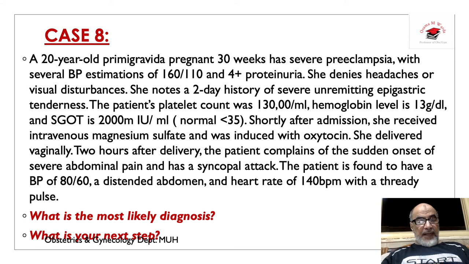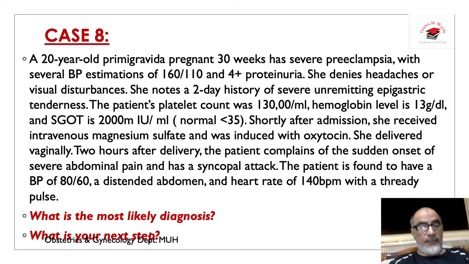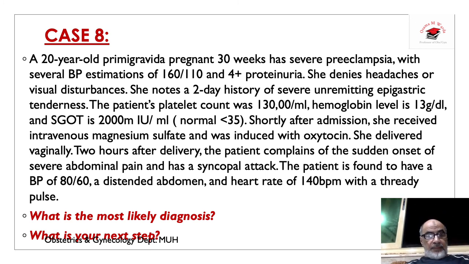The patient's platelet count is 130,000 per cubic millimeter. Hemoglobin is 13 gram per deciliter, SGOT 2000, normal is less than 35 international units per milliliter. Shortly after admission she received intravenous magnesium sulfate, and was induced with oxytocin, and she delivered vaginally.